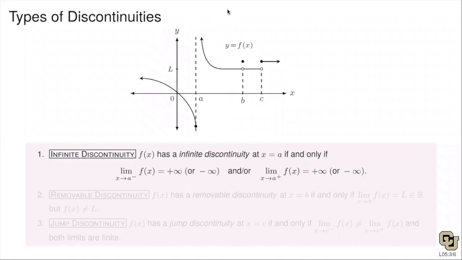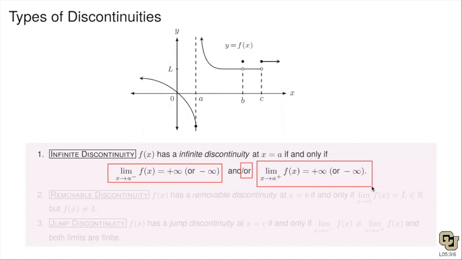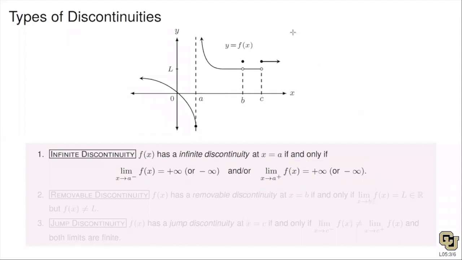This is if the limit as x approaches a from the left equals plus or minus infinity, or if the limit as x approaches a from the right equals plus or minus infinity. They don't both have to be plus or minus infinity. Just one limit from either the left or right side needs to blow up to infinity or go to negative infinity, and that's all that's necessary for us to have an infinite discontinuity.